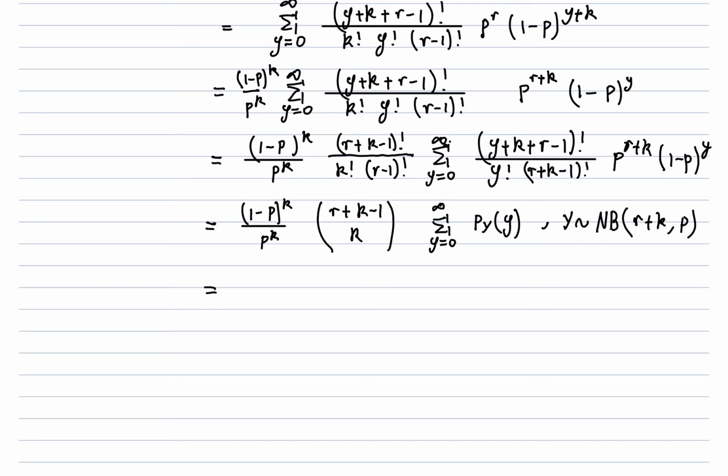And then finally, of course, we know that (1 - p) to the k over p to the k stays there. The r plus k minus 1, choose k stays. And we know by definition of a probability mass function that the summation across all of the sample space of y is just 1. And therefore this expression just looks like 1, and this is our formula here.